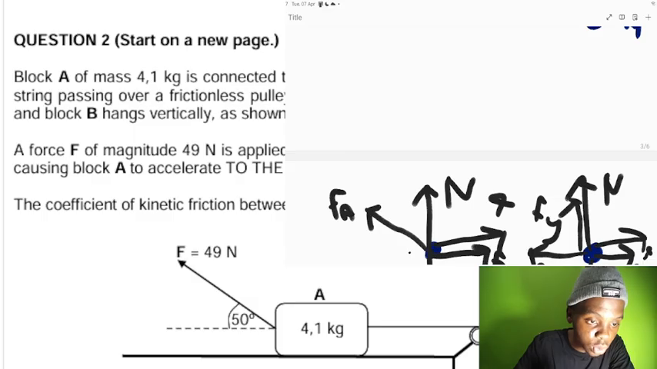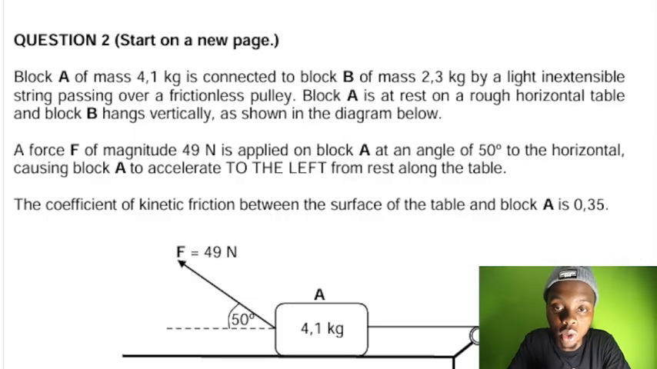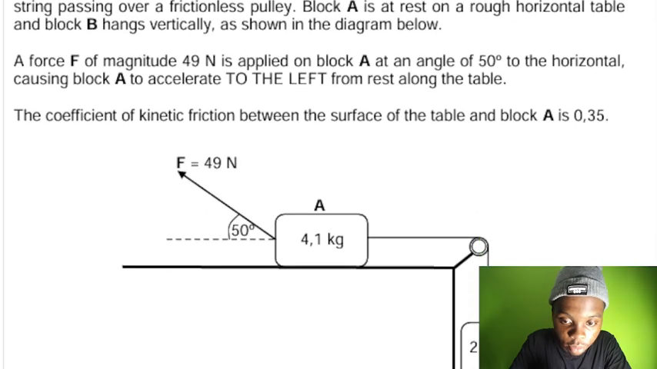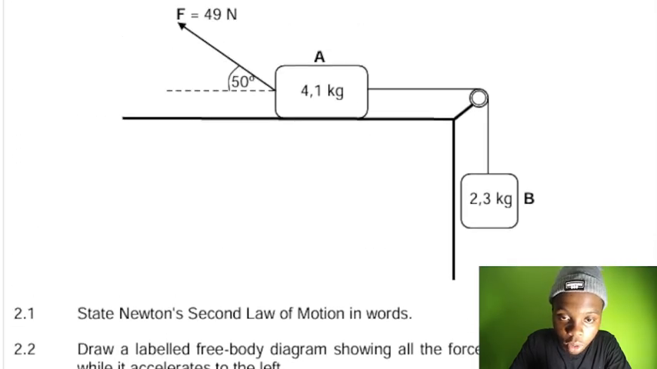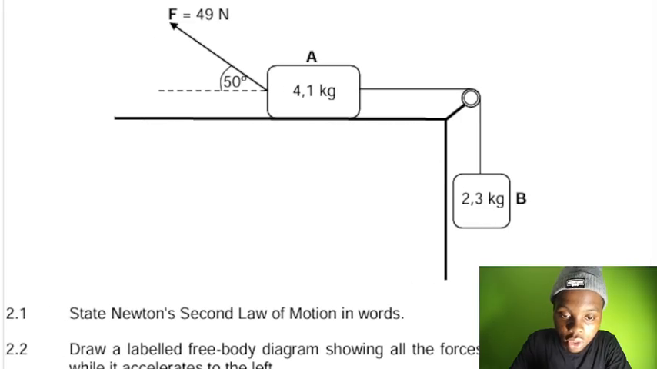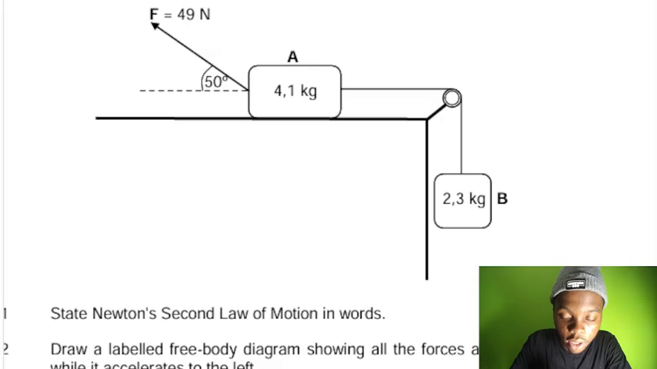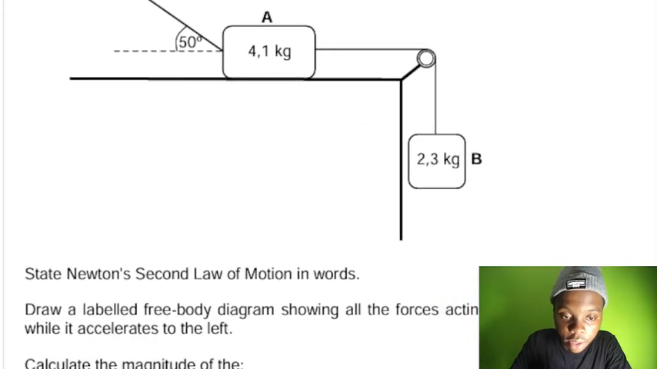So now let's get into the question. We're told that the coefficient is 0.35, and as usual, the first question I'm sure will be the definition. We have two blocks, block A and block B, 4,1 kg block A, 2,3 kg block B. State Newton's second law of motion in words. That's 2 marks. So it's important that you study your definitions so that you can definitely get that mark.